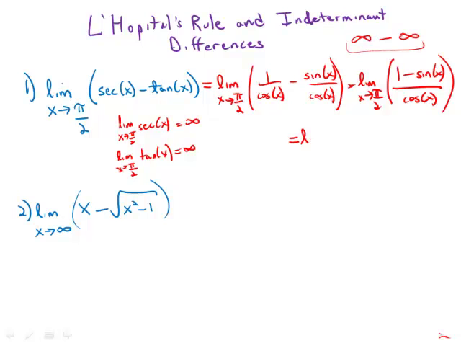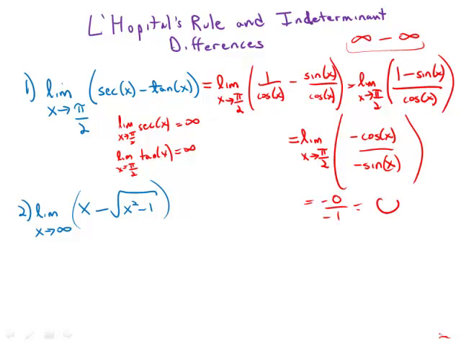L'Hopital's rule tells us we can evaluate this limit by taking the derivative separately of the numerator and the denominator. Derivative of the numerator is negative cosine x. Derivative of the denominator is negative sine x. Well, now we can just plug right in. When we plug into cosine x, we get 0. When we plug into sine x, we get 1. So what we get is negative 0 over negative 1, and this, of course, is just 0. And that is the limit.